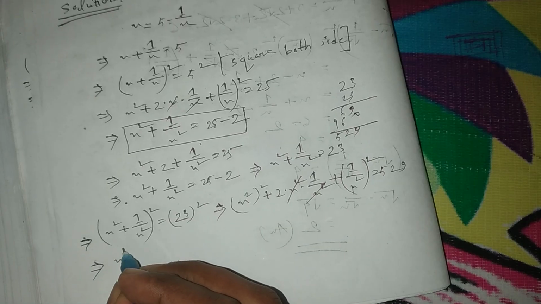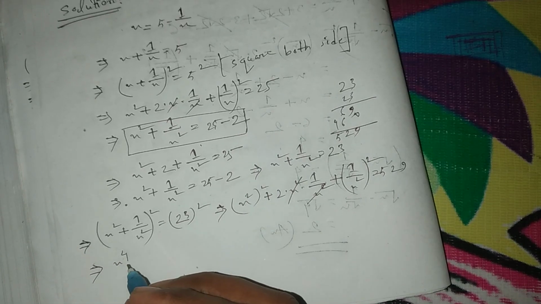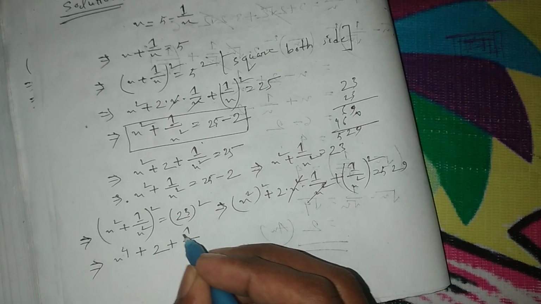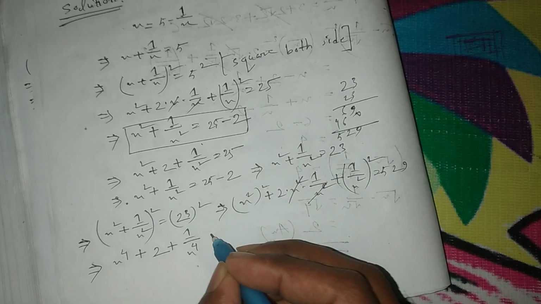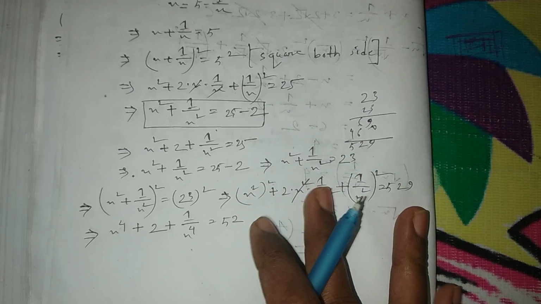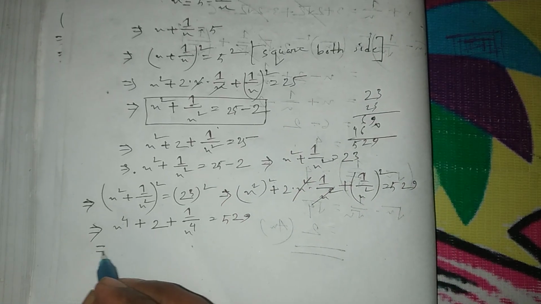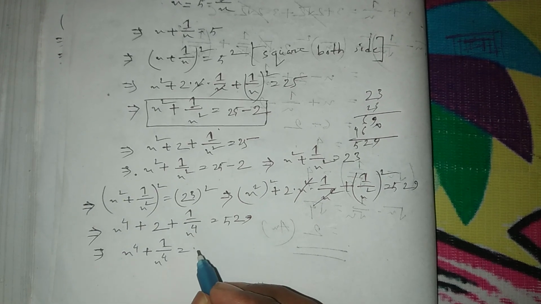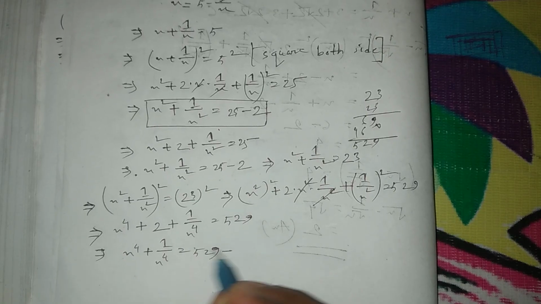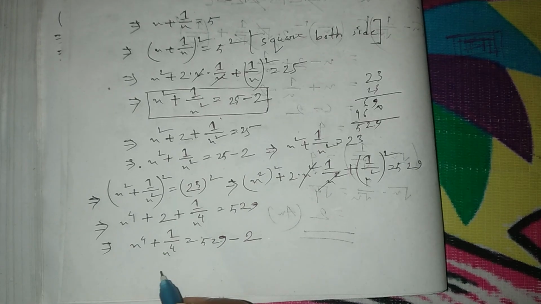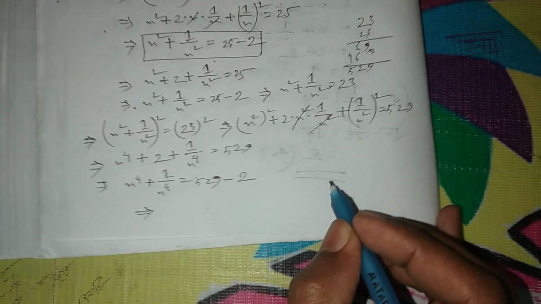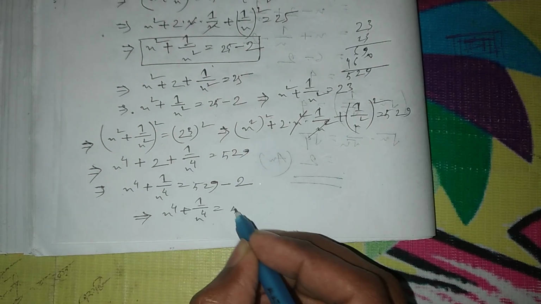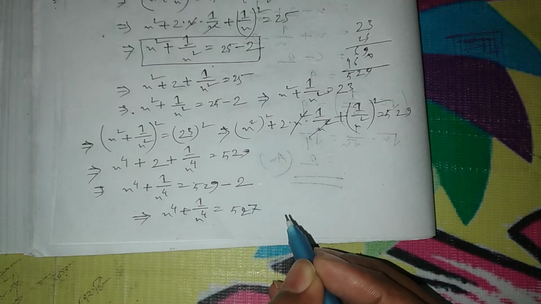The square cancels. x square times x square means x to the power 4, plus 2, plus 1 by x to the power 4 is equal to 529. Now x to the power 4 plus 1 by x to the power 4 is equal to 529 minus 2, which is 527.